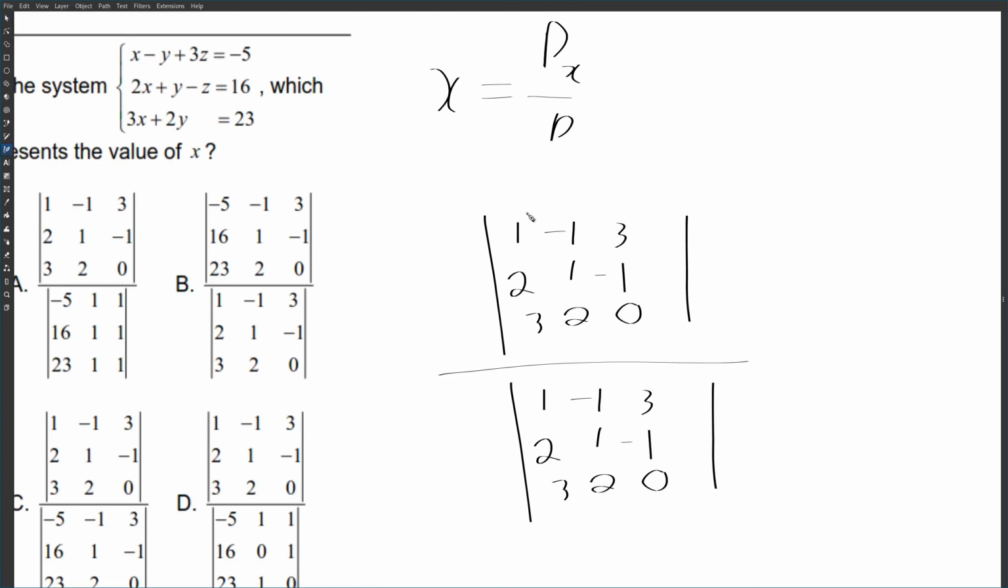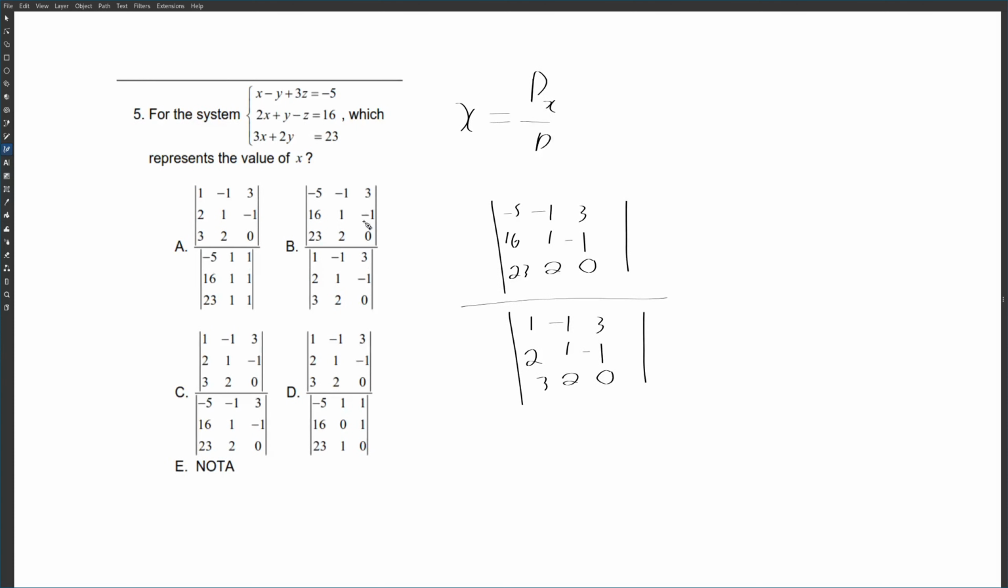Okay, and now we're going to swap this column for this one. -5, 16, and 23. And this problem does not require us to simplify, so let's take advantage of that. This is wrong, wrong, wrong, because this is the only one that has a -5, 16, and a 23. Okay, so the answer is B. Okay, next one.